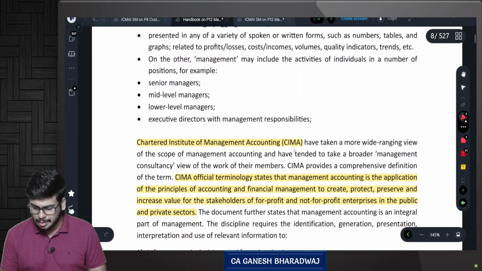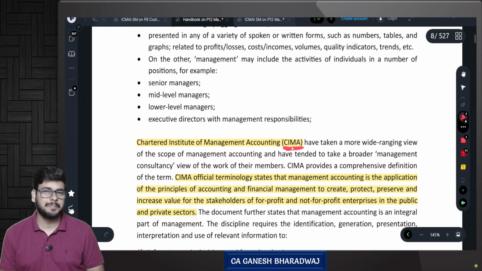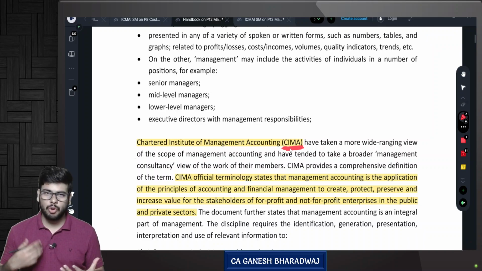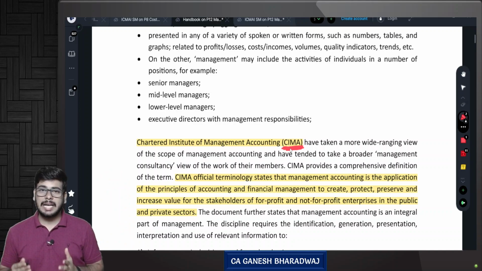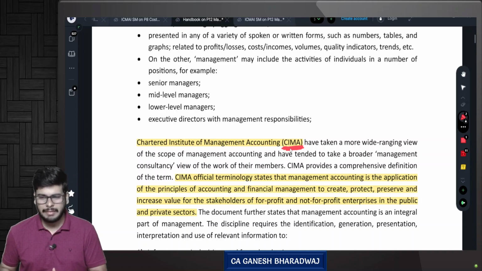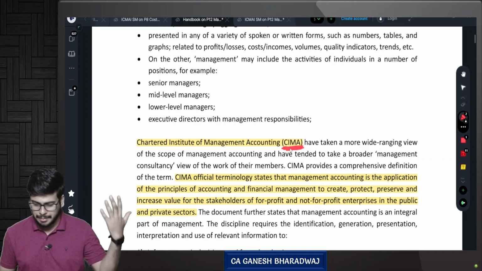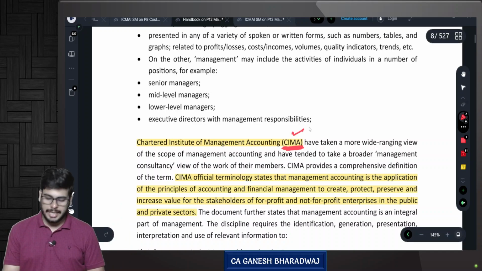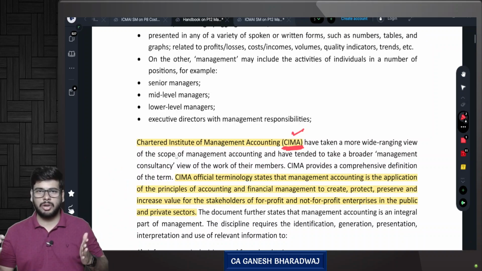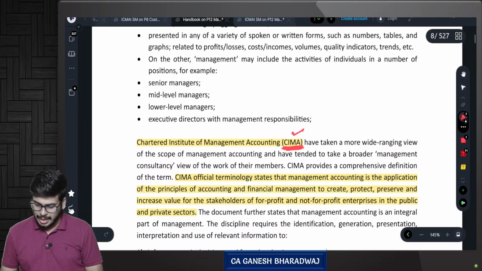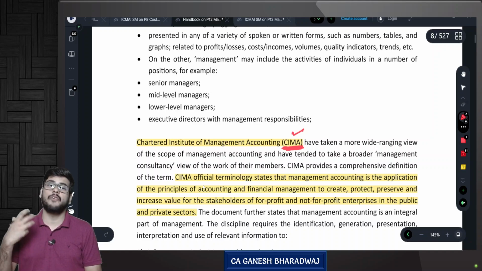And remember, there is a body called CMA. What do you mean by CMA? CIMA, Chartered Institute of Management Accountants. This is globally acclaimed as the global CMA body. Just like how you have ICMAI in India, the Institute of Cost and Management Accountants of India, you have similarly the London version of our CMA Institute called CIMA, Chartered Institute of Management Accountants. It is the #1 institute in the field of costing and management accounting. So they have something called CIMA official terminologies.